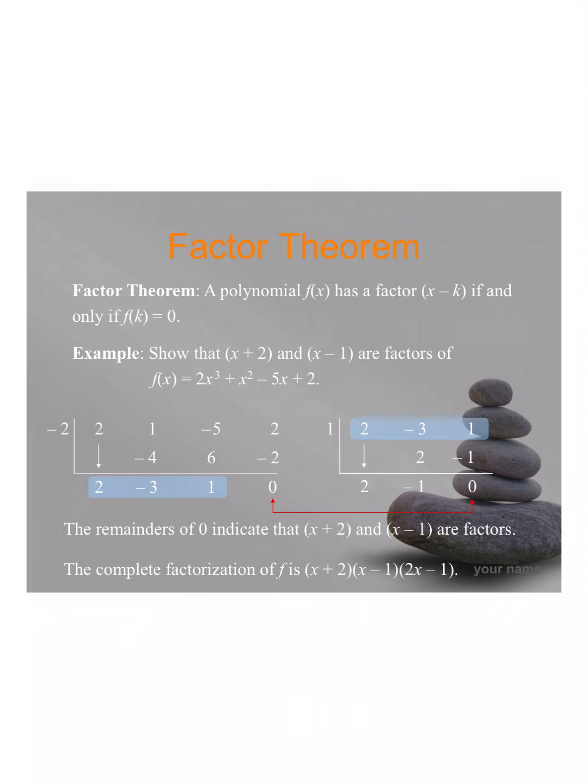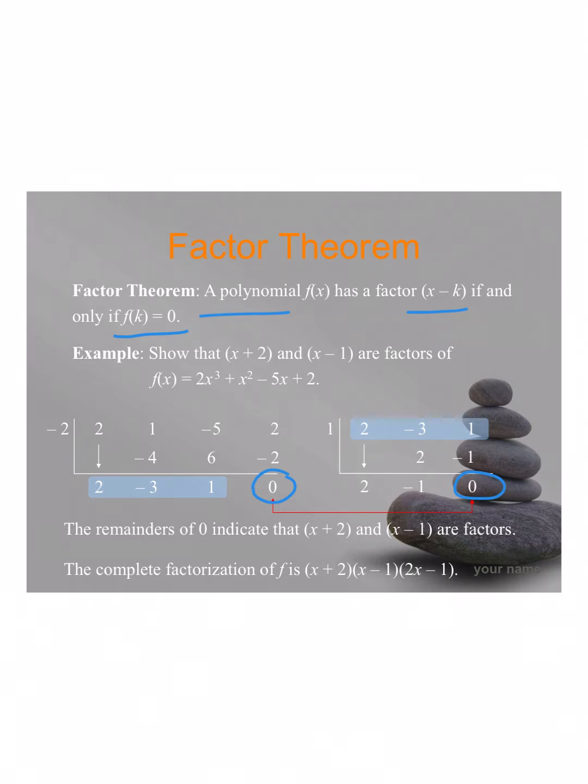All right, for our factor theorem, this is kind of the main purpose of doing synthetic division, is we want to use it to help us figure out factors. So we can see that a polynomial has a factor of x minus k if f of k equals 0. And looking at our examples, what that means is you've done your synthetic division and you end up getting a 0 as your last value.